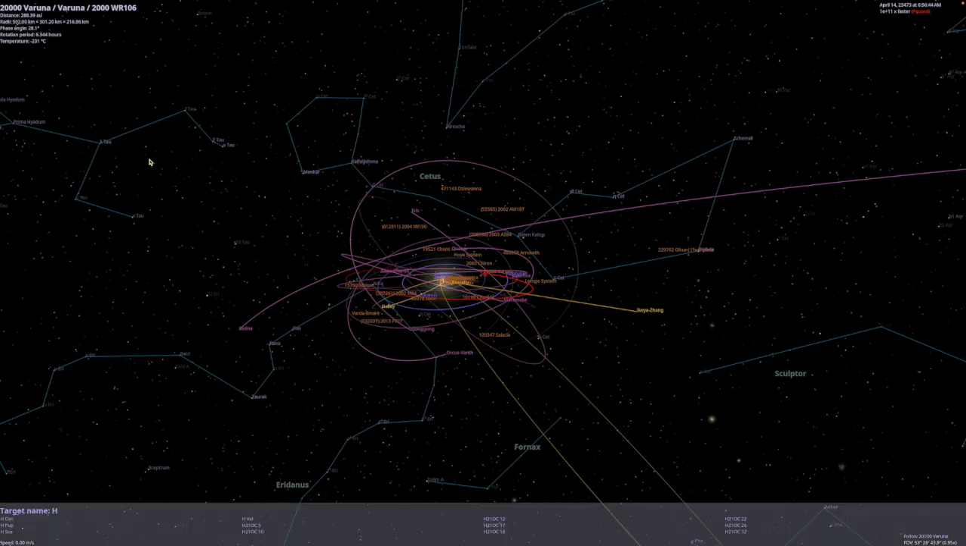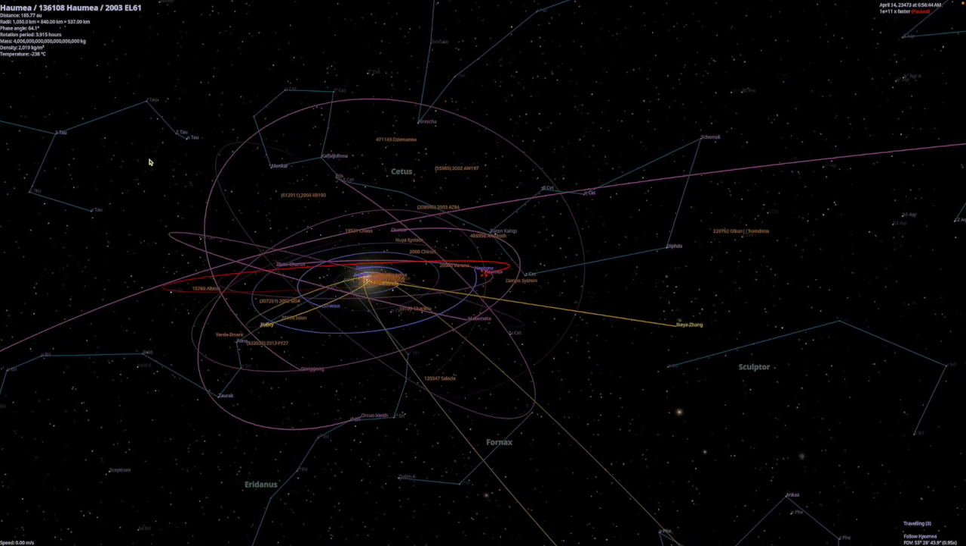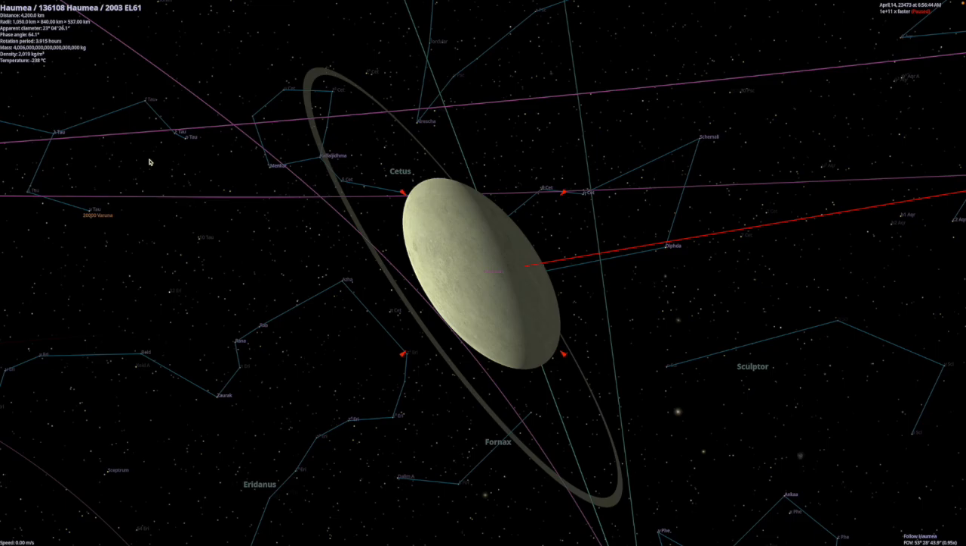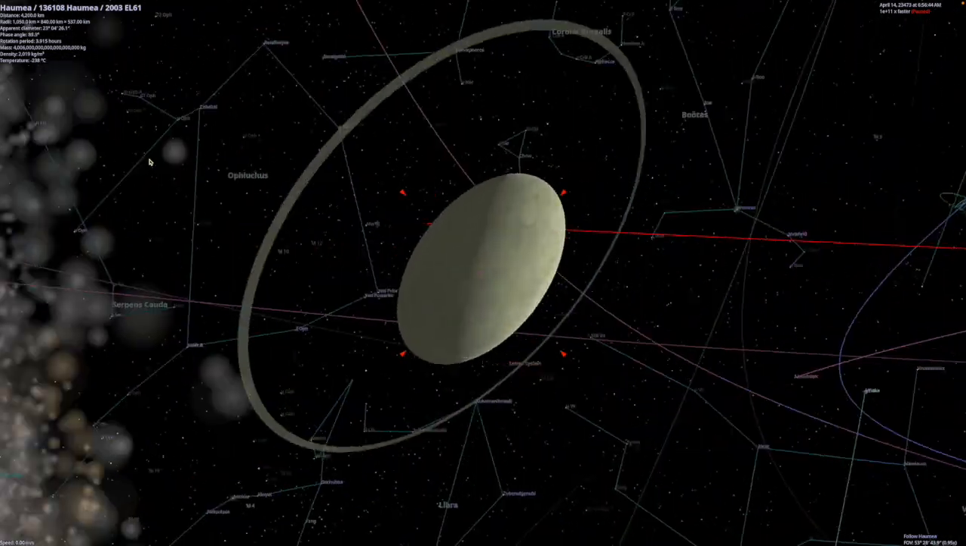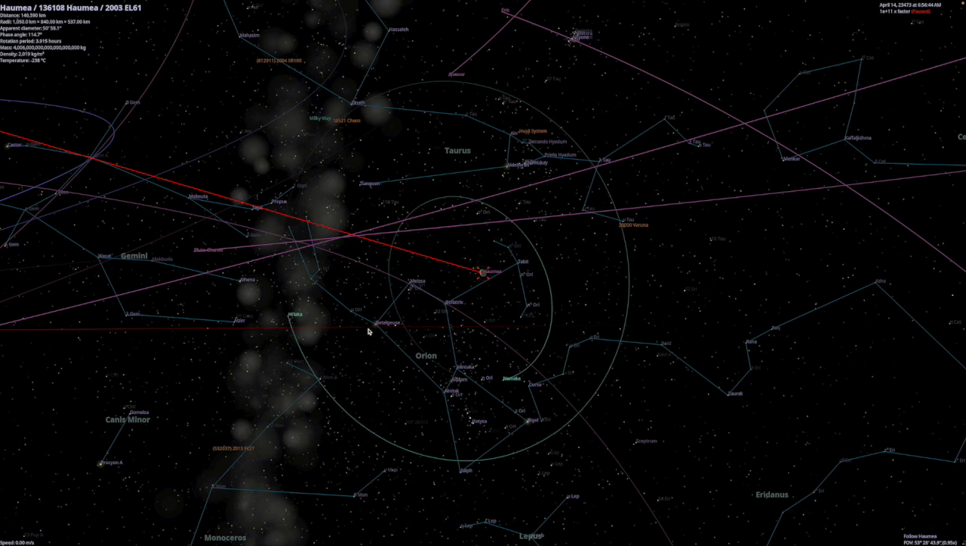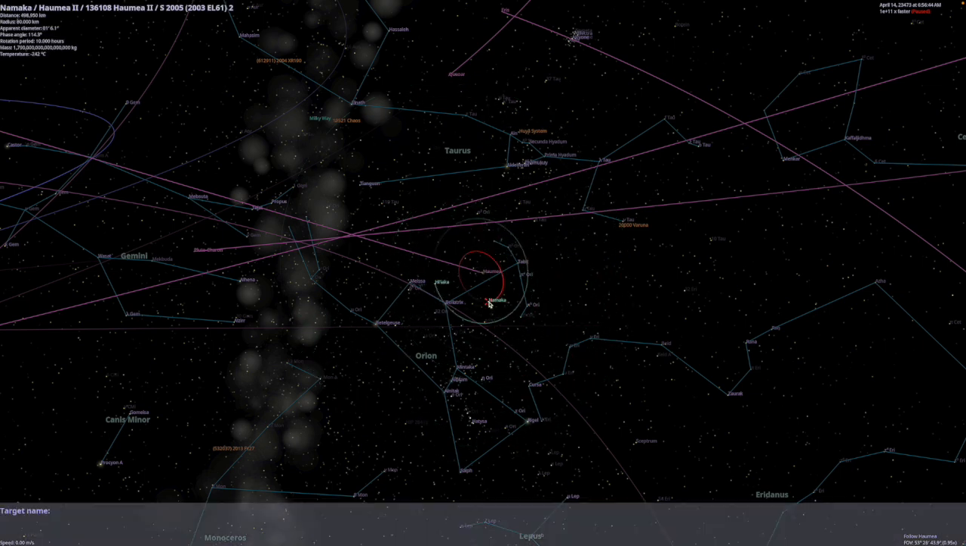Next we have Haumea. Here it is. It also has a very spheroid-looking shape, and it has rings too. You can see them. There they are, Haumea and its rings. It has two moons, Namaka and Hiiaka. I'm not going to look at those because there's no need to do that.